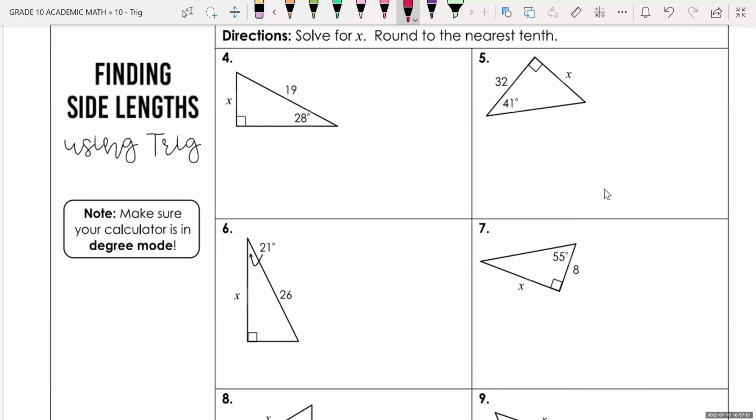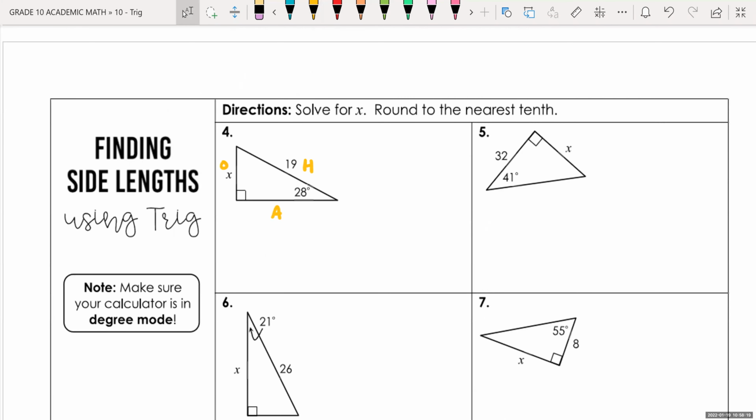So the first thing I'm going to do, and you may not need to do this, but I'm going to just keep doing it until you get really good at it, is label my side lengths opposite, adjacent, and hypotenuse. According to this angle 28 degrees, this is my hypotenuse because it's right across from the right angle. This is adjacent, and this is opposite. I'm also going to remind you of our acronym, SOHCAHTOA.